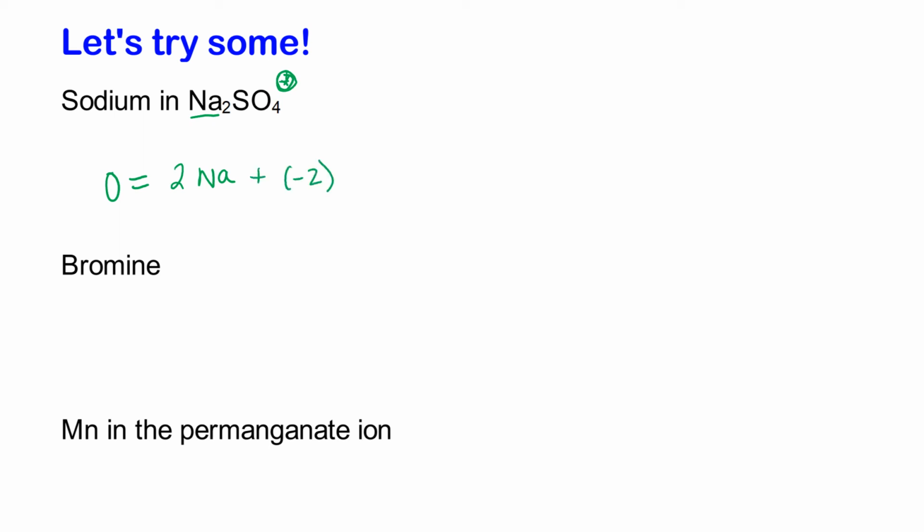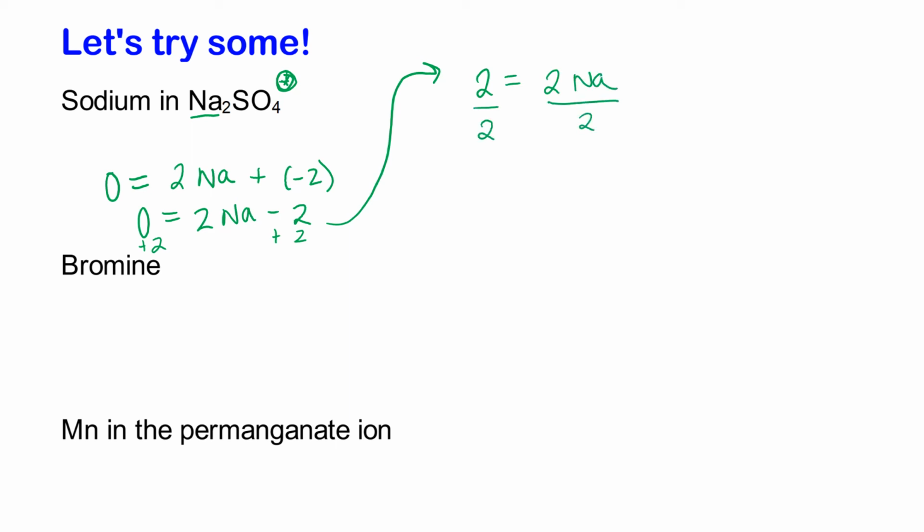Now we're just going to solve for Na. We're solving for what that oxidation number is. Remember, when you're adding a negative number, it's the same thing as subtracting it. So we have 0 equals 2Na minus 2. We're going to add 2 to both sides. So I have 2 equals 2 sodiums. Then to get sodium by itself, I'm going to divide by 2. So we know that +1 is going to equal the oxidation state, or the oxidation number, for sodium.